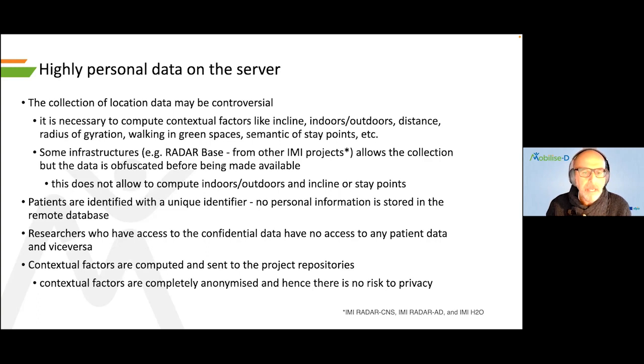So what we do, we separate the data so that on the server where we send the GPS data and the personal data of this type, there is no information about the patients. There is just a single unique identifier. This is a completely separate server. The researchers who have access to the confidential information of this type don't have access to the patient data at all, so they don't know who they are. And when the contextual factors are computed, they are anonymous, and therefore they can be sent back. So they don't contain any personal information anymore.